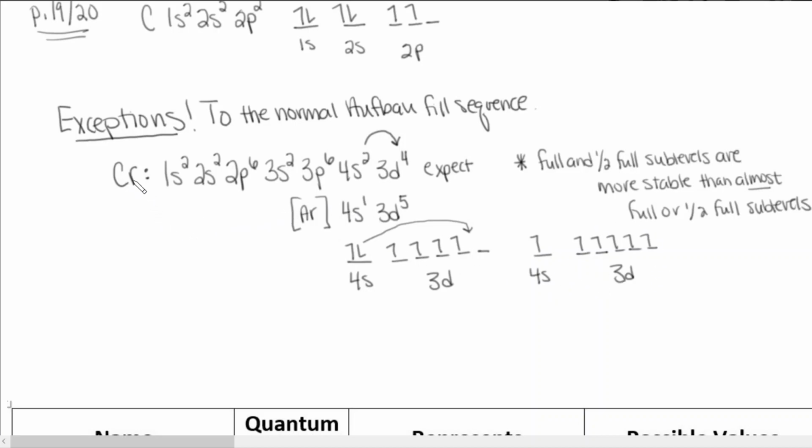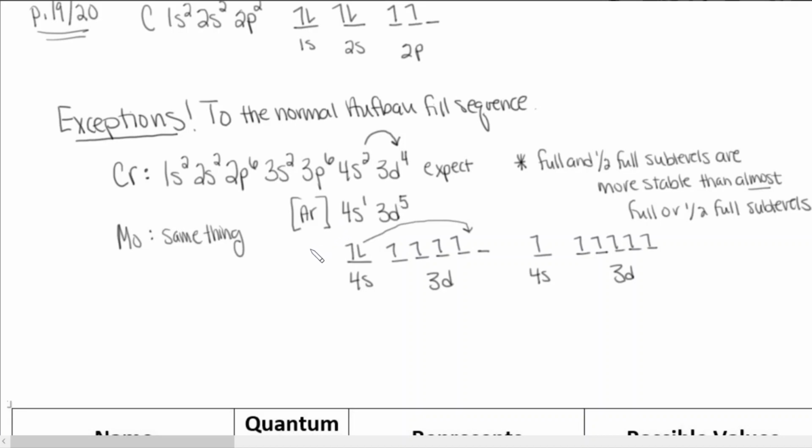So, right below chromium on the periodic table is molybdenum. Molybdenum does the same thing. Instead of ending with 5s2, 4d4, one of those pops over. Okay, so molybdenum will end with 5s1, 4d5.